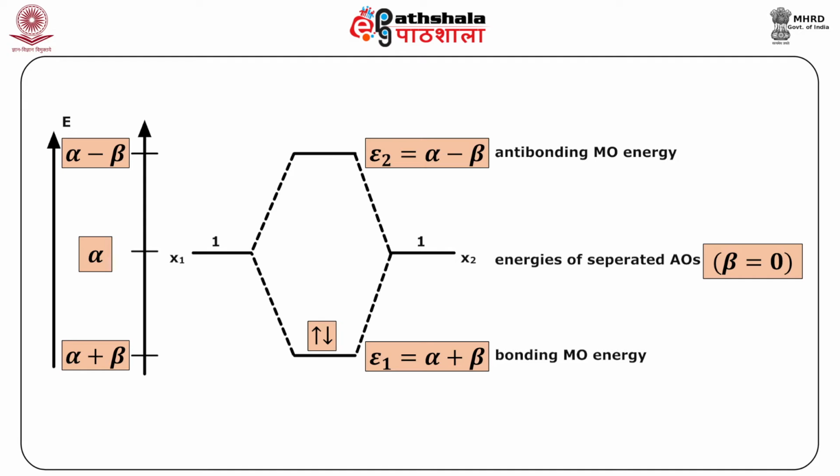So E1 is equal to alpha plus beta, which is B3U, and B2G is alpha minus beta, and the energy of the 2 carbon atoms, independent isolated carbon atoms, is alpha. So overlap of the 2 carbon atoms has resulted in a bonding orbital with energy alpha plus beta and an anti-bonding orbital with energy alpha minus beta, and remember that both alpha and beta are negative quantities. So alpha plus beta is lower than alpha minus beta.